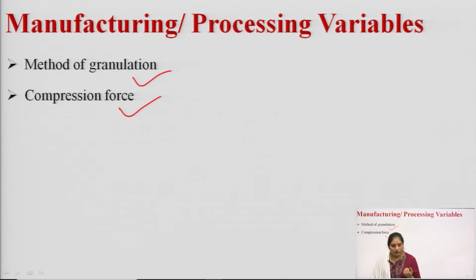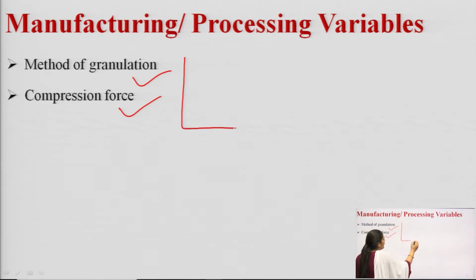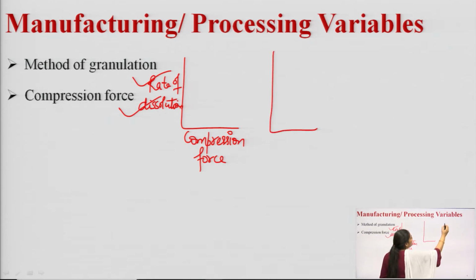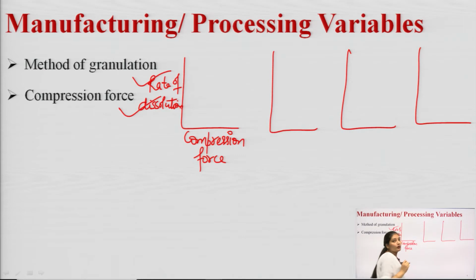So, when we plot a curve between the rate of drug dissolution and the compression force, we can have 4 different types of possibilities, okay. When we plot the graph between the rate of drug dissolution and the compression force, we can have 4 different possibilities, 1, 2, 3 and 4, okay.